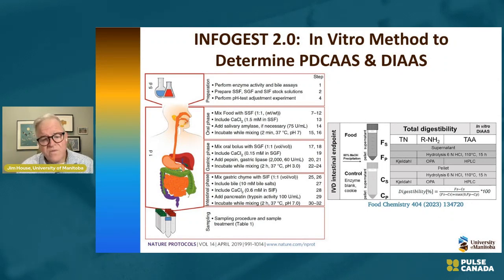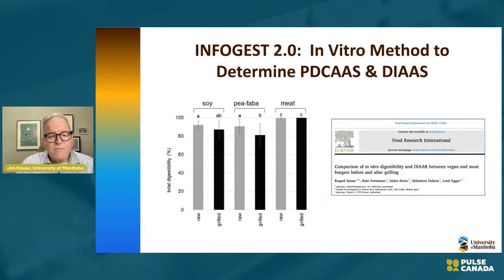So it's only been very, very recent. And we've actually been collaborating with the group that's been spearheading this on two major ring trials. You can see some of the data here, the total digestibility that can be used to measure PDCAAS. Here's a soy-based burger, a pea-fava-based burger, and a meat burger, raw versus grilled. It shows that for soy and pea-fava there's a reduction with grilling, whereas the meat burger doesn't really see much reduction in digestibility.